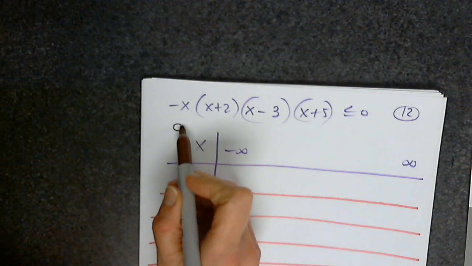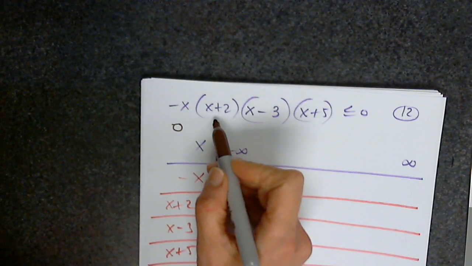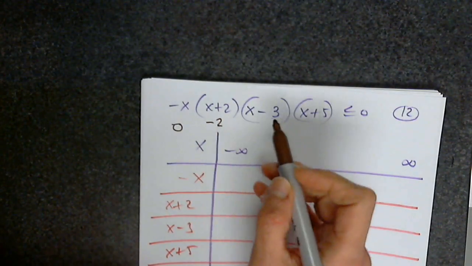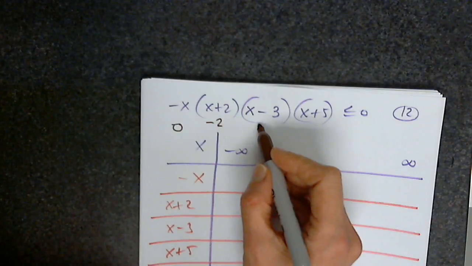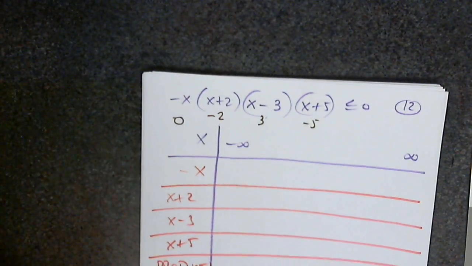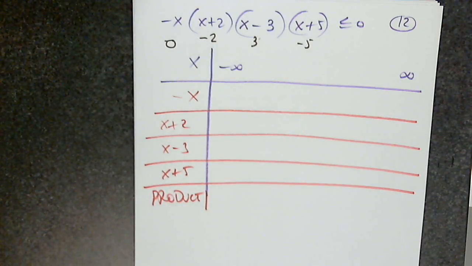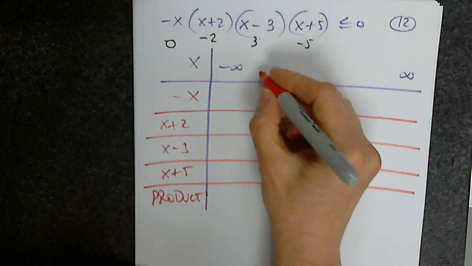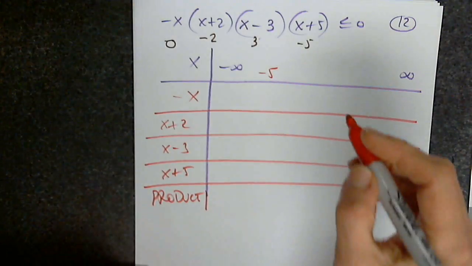So when is this first factor 0? When x equals 0. When is this factor 0? When x is? When is this factor 0? And when is this factor 0? So now I have to be careful and put them in ascending order. And then I'm on my way to solve this. Negative 5 will be the first. Negative 2. Yes. 0.